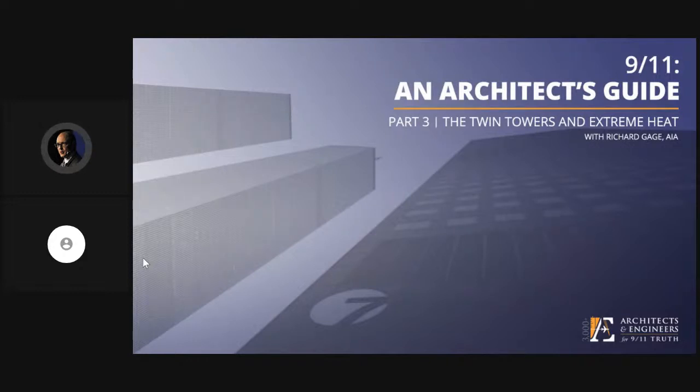Last week, we presented part 2, the Twin Towers explosive destruction. This is part 3, the Twin Towers and extreme heat, in which we'll be looking at the evidence of very high temperature incendiaries and chemical reactions involved in the destruction of these two skyscrapers.